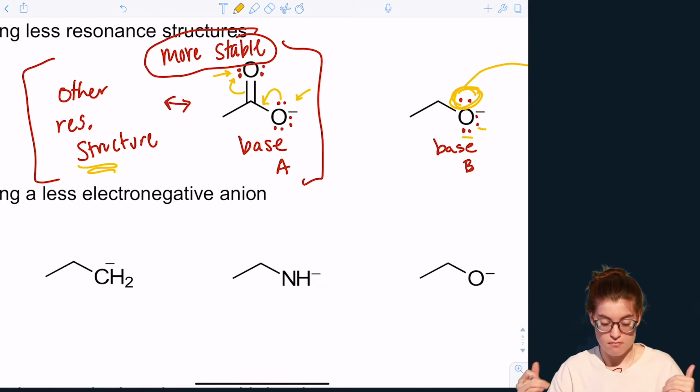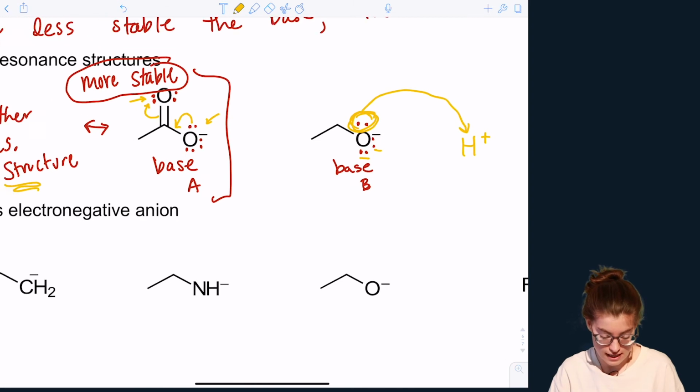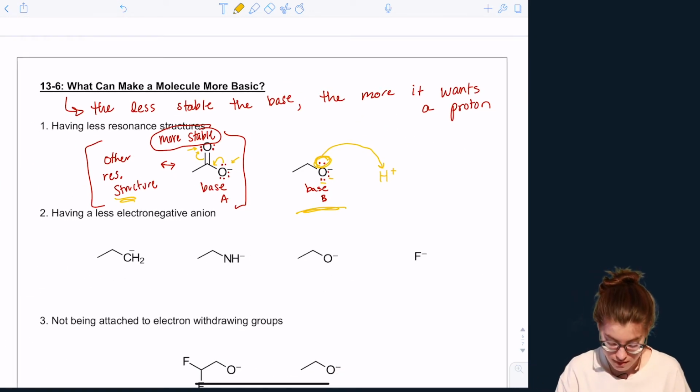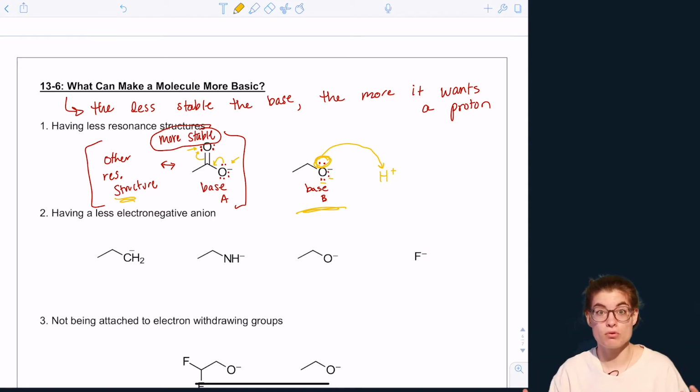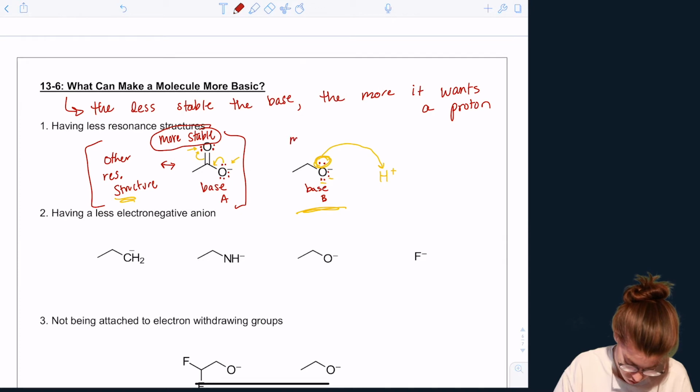So the more delocalized your electrons are, the harder it is for them to go grab a proton. They're involved in resonance, okay? So those are the two ways I can think about it. And they get you the same answer either way, where base B is more able or more willing or more desperate, however you want to phrase it, to go grab a proton. So this is more basic.